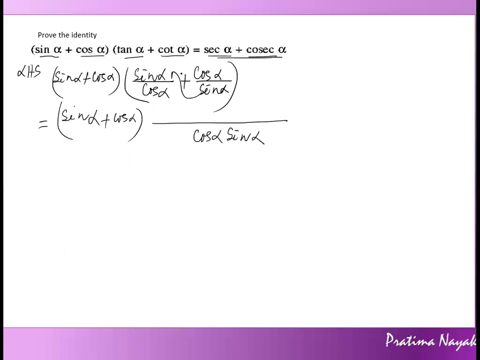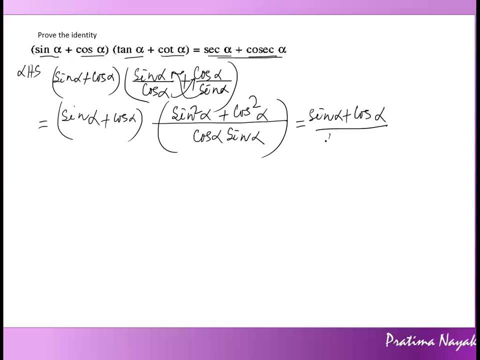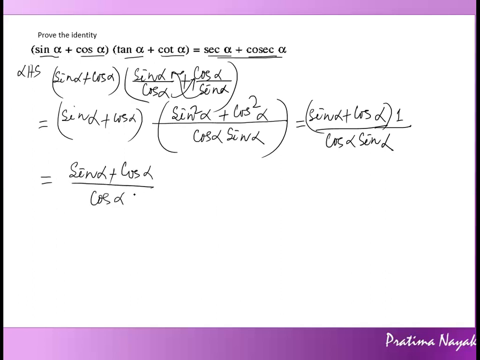Sin alpha will be multiplied with sin alpha, I'll get sin square alpha. Cos alpha will be multiplied with cos alpha, cos square alpha. And what is sin square alpha plus cos square alpha? You know it will be 1. So sin alpha plus cos alpha upon cos alpha into sin alpha, and this is your 1. Okay. Now see the right hand side. There are two terms. So I'll convert into two terms. Sin alpha plus cos alpha whole upon cos alpha sin alpha.